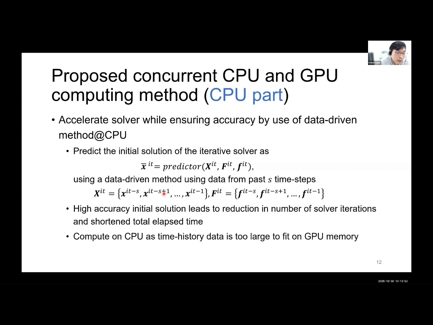And using this data of large X and large F, the pairs of previous inputs and outputs, we can predict the solution of the current step using the input of the current step. And by having a high accuracy initial solution, we can reduce the number of solver iterations and shorten the total elapsed time. And since we need to store many time steps S, we store this large X and large F in CPU memory and compute this predictor on the CPU.